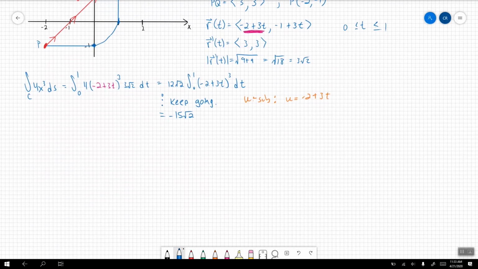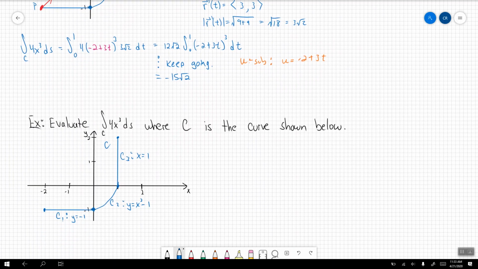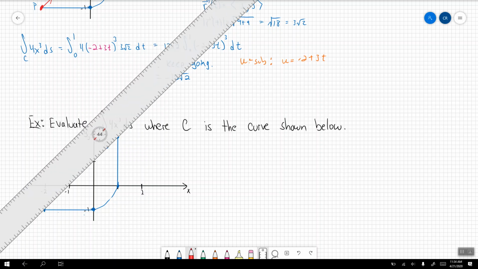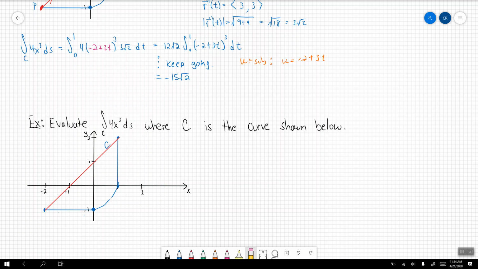Now, what if we had a different but very similar question? What if we reoriented our curve to be slightly different? I'll show you what I mean. Where C is the line segment from 1, 2 to -2, -1. So now by this statement, my line segment is actually starting up here at 1, 2, and it's traversing downward towards -2, -1.